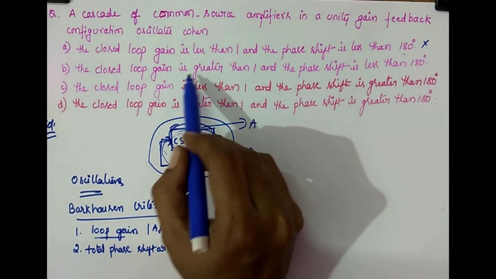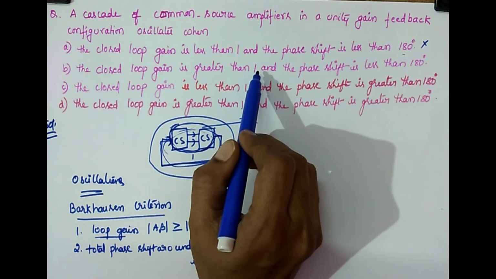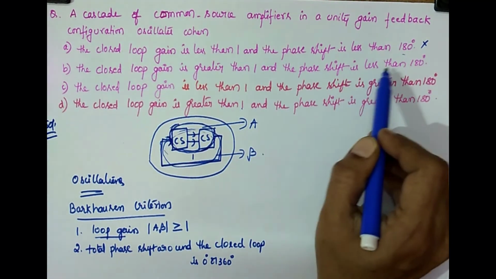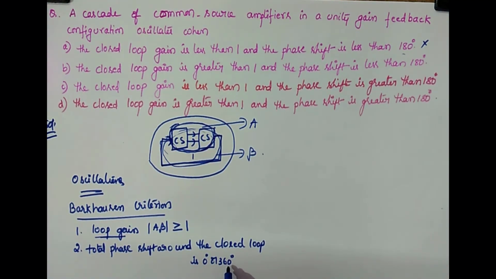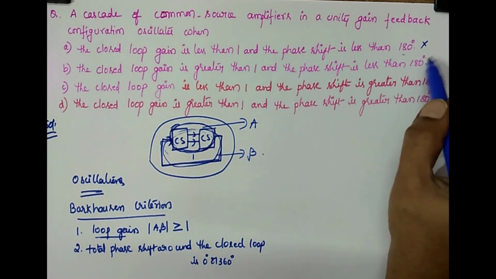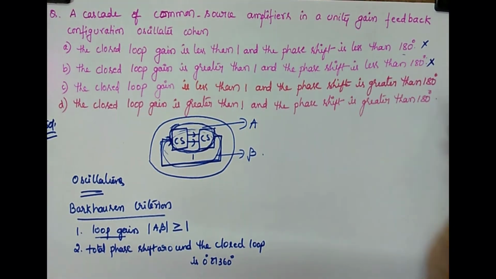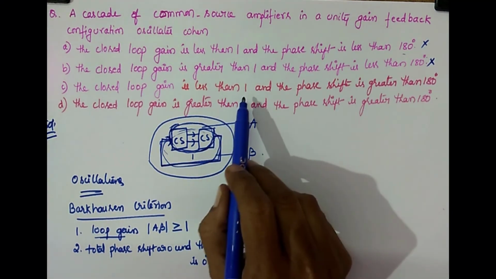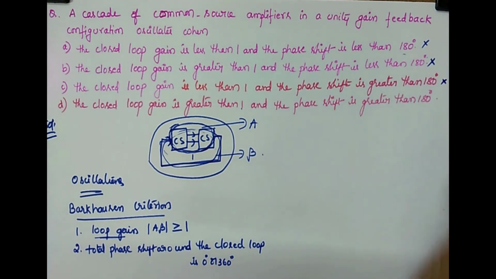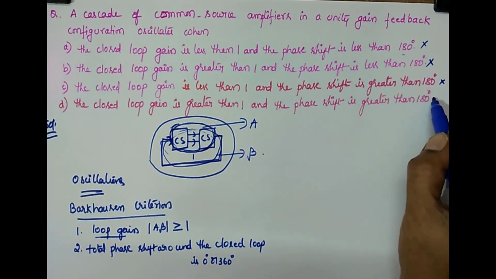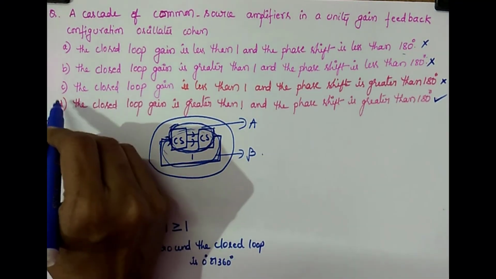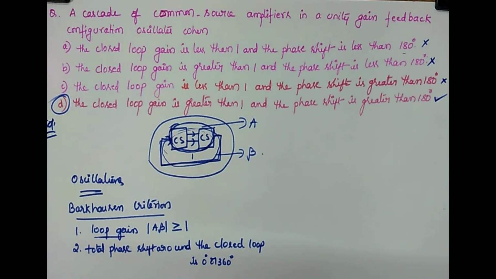The closed loop gain is greater than 1 in the second option. But observe the phase shift also. The phase shift is less than 180. The phase shift must be 0 degrees or 360 degrees, and accordingly we must go. So this is wrong. The closed loop gain is less than 1, wrong. The closed loop gain is greater than 1 and the phase shift is greater than 180, so this is correct. So the answer is D. So that is the Barkhausen criterion.